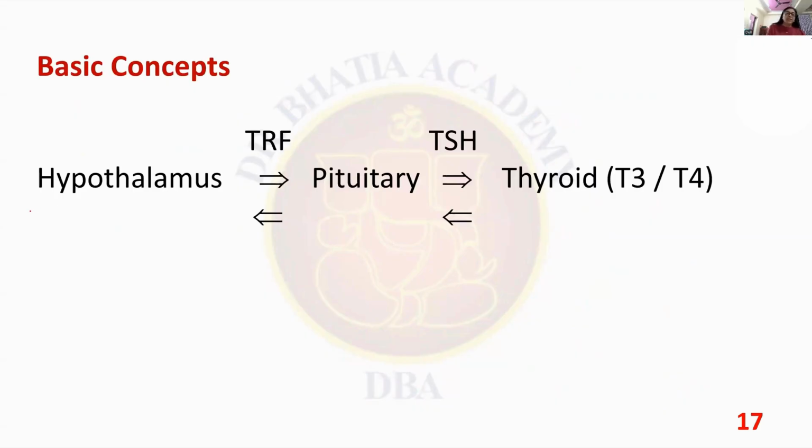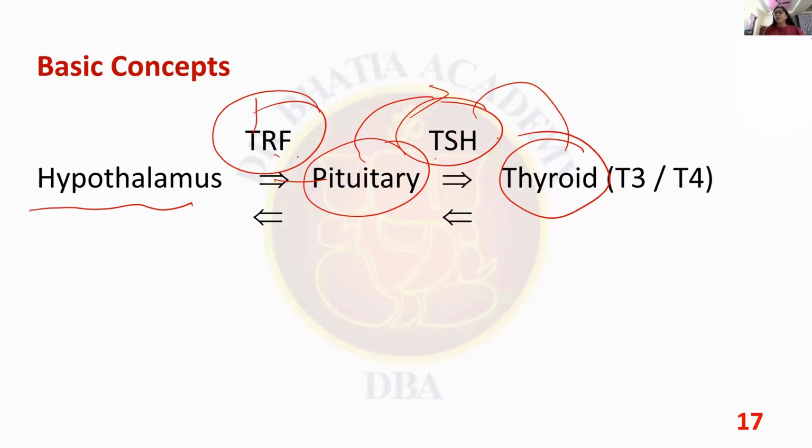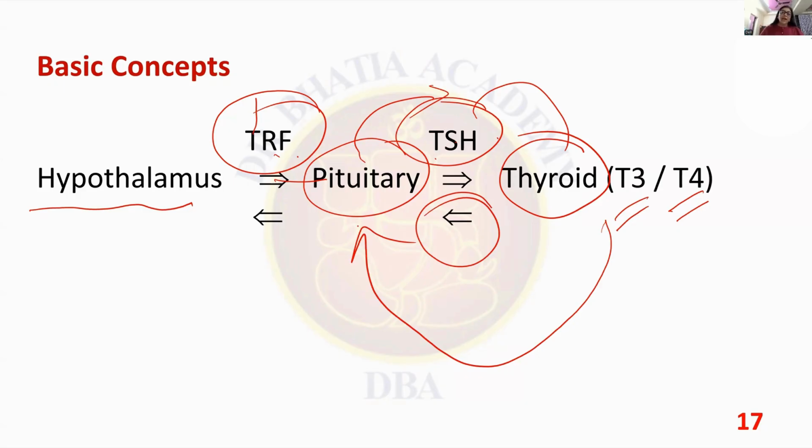So this is the basic concept. Hypothalamus producing TRF or TRH, that is thyrotropin releasing factor. T stands for TSH releasing factor or releasing hormone. This will act on the pituitary. The pituitary will release TSH, that is thyroid stimulating hormone. TSH will act on the thyroid gland to produce T3 and T4. This T3, T4 will have a negative influence on the pituitary and also on the hypothalamus. So these are negative feedback loops.